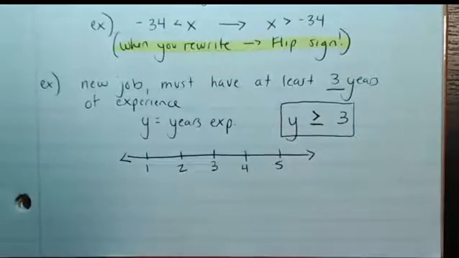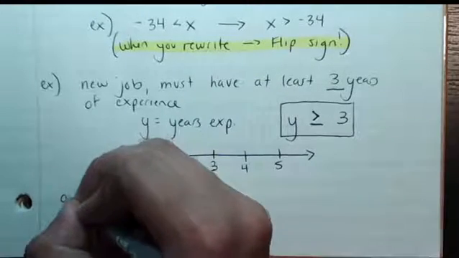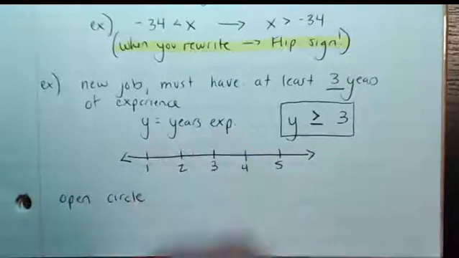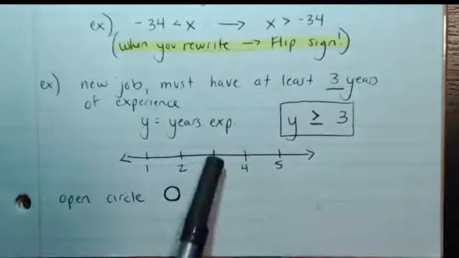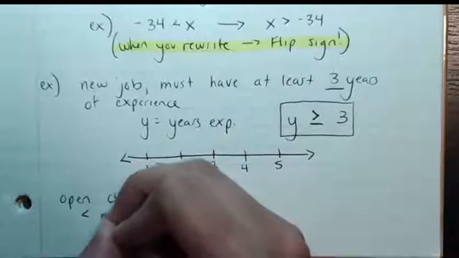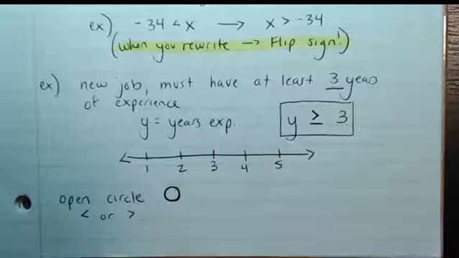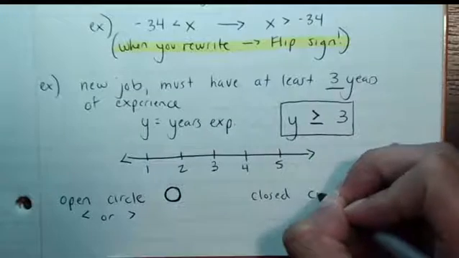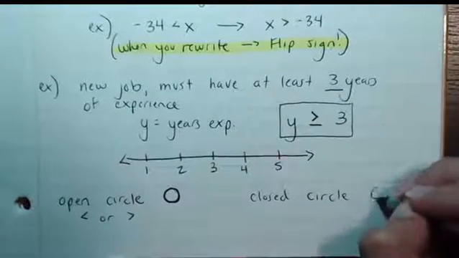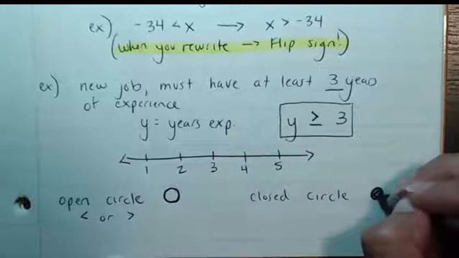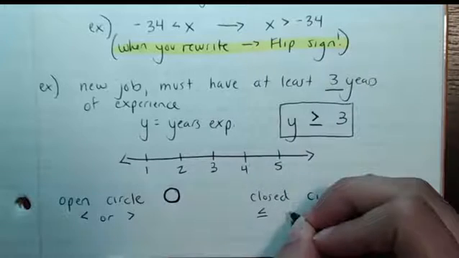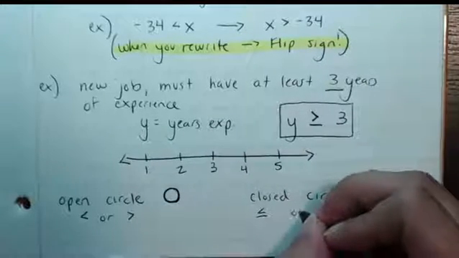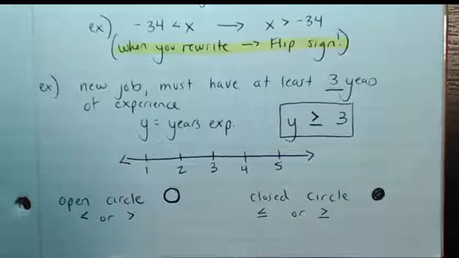Okay, it's usually an open or closed circle. So at the bottom, you need to write this down because this is huge. If it's an open circle, which means something like this, on that little dash mark above the 3, that's when I use the less than or greater than sign. If it's a closed circle, it's going to be like shaded in. So a closed circle looks like this. And that's going to include our less than or equal to sign, or our greater than or equal to sign.